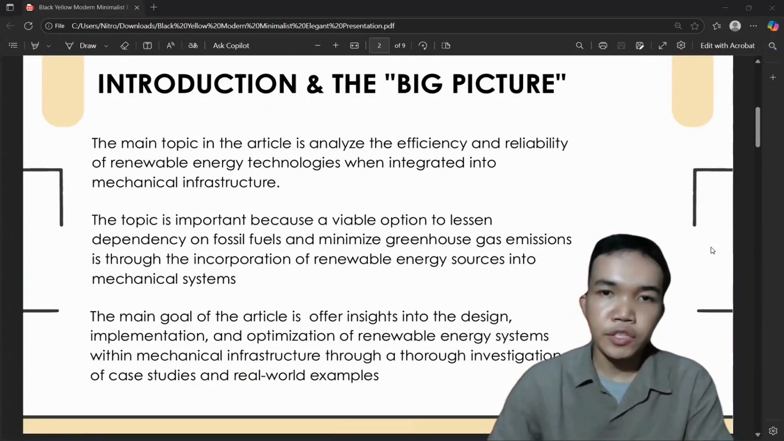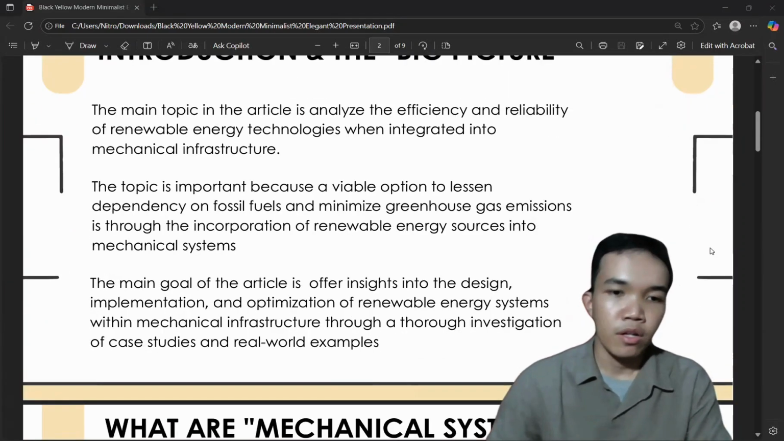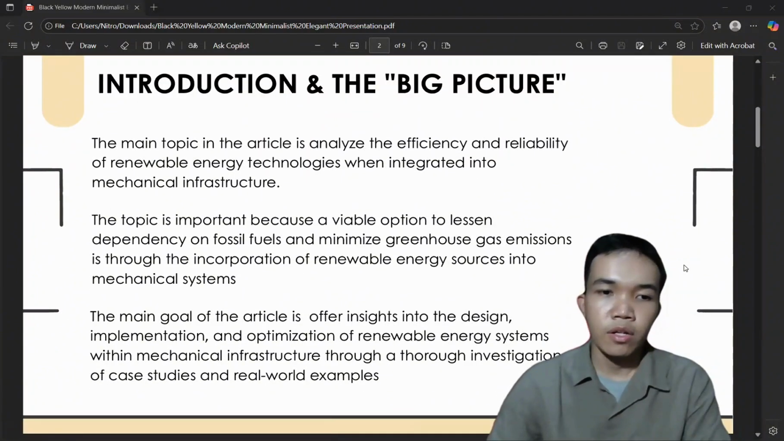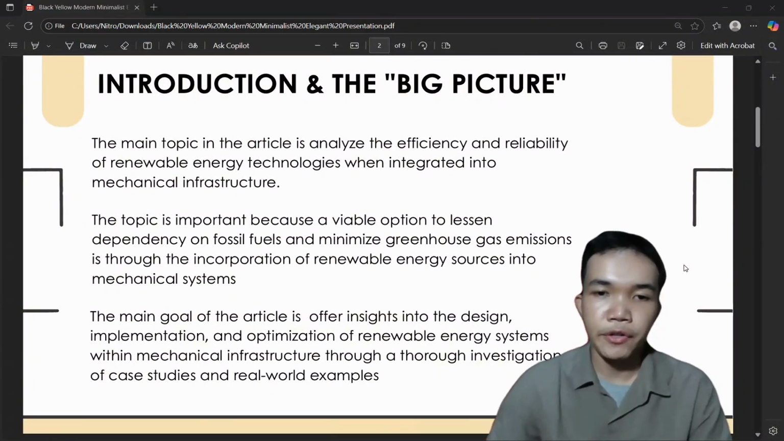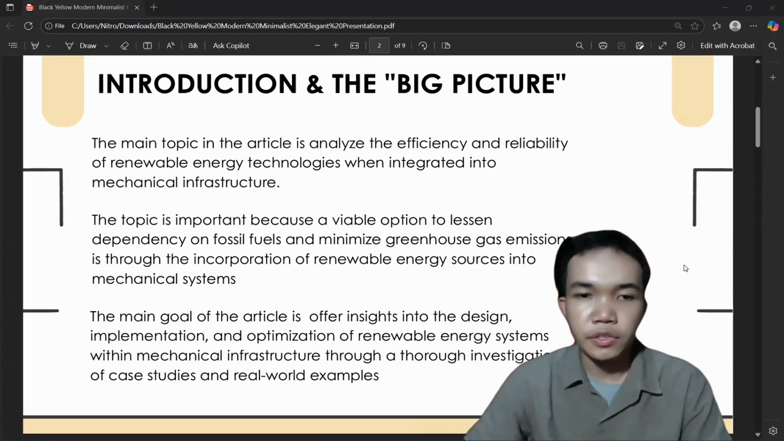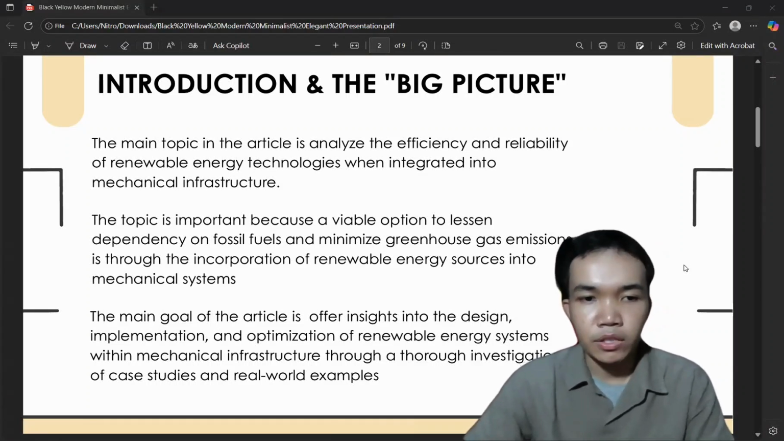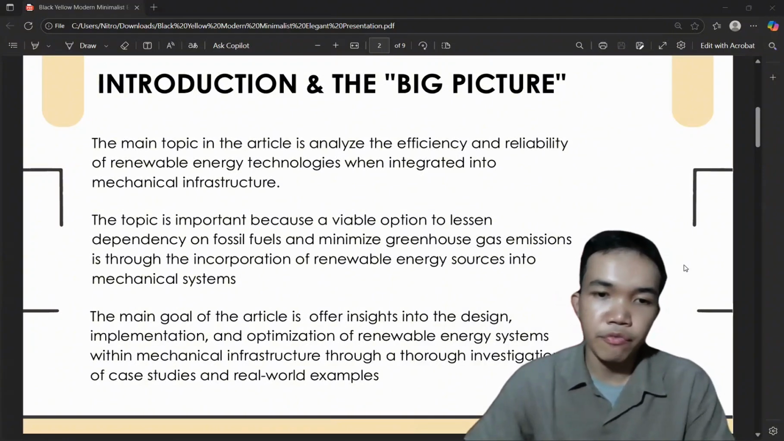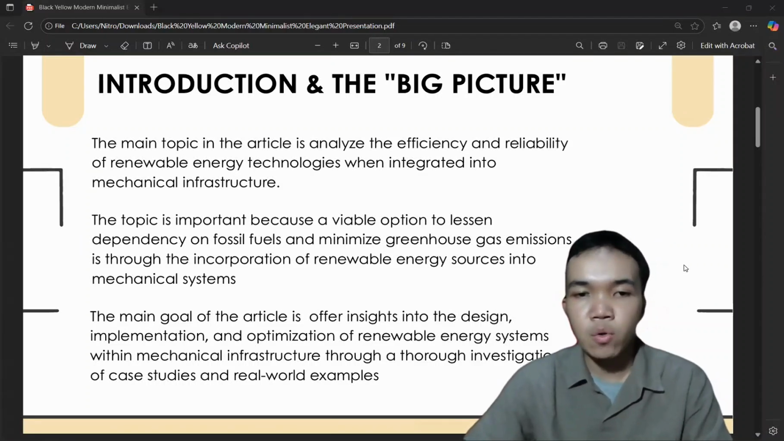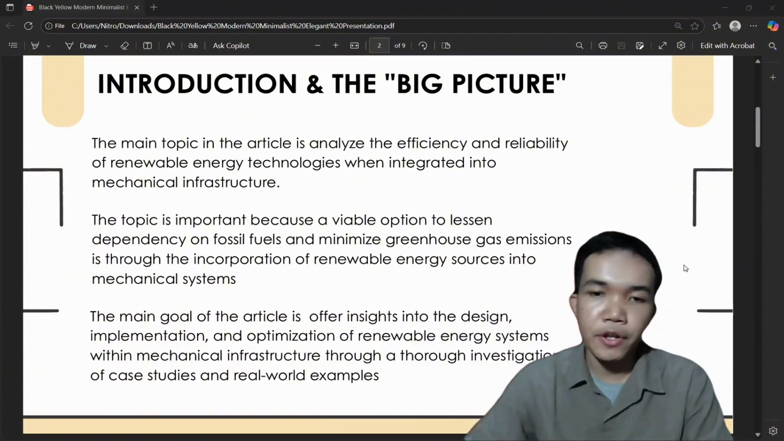Next slide, the introduction and the big picture. The main topic in the article is to analyze the efficiency and reliability of renewable energy technologies when integrated into mechanical infrastructure. The topic is important because a viable option to lessen dependence on fossil fuels and minimize greenhouse gas emissions is through the incorporation of renewable energy source into mechanical system.